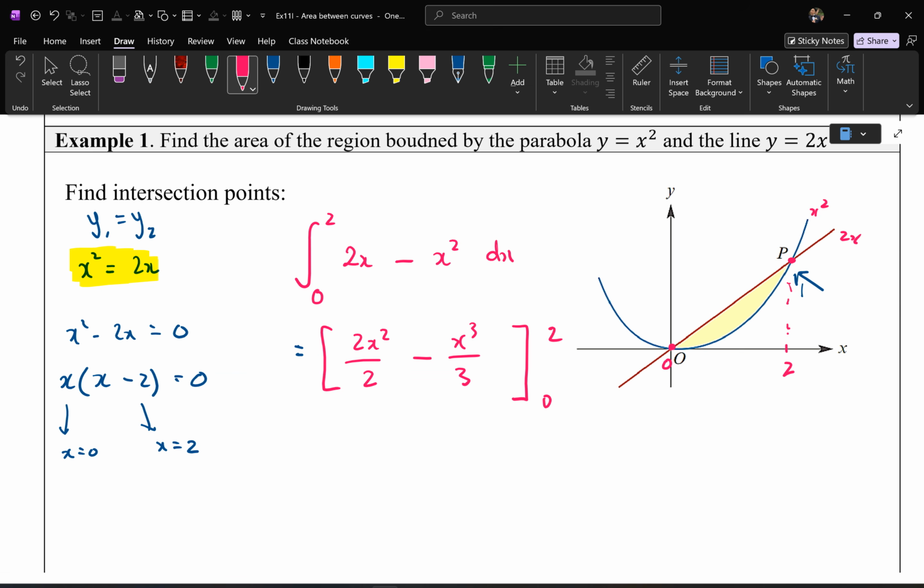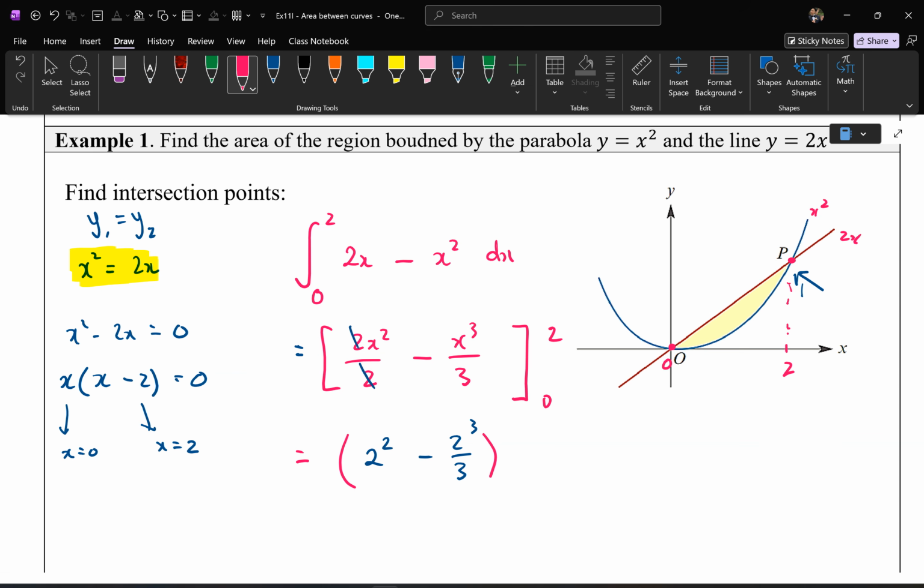And now we know it's between 0 and 2. Next step. Definite integrals is you sub in 2 and then minus you sub in 0. So I'm going to sub in 2. So you get 2. Actually, I should just cancel these 2 out. The 2's cancel out. So you really get 2 squared minus 2 cubed on 3.